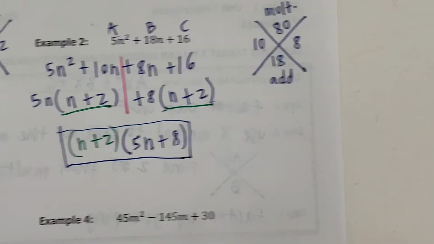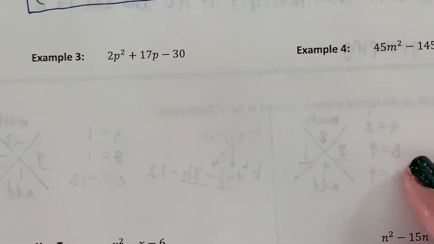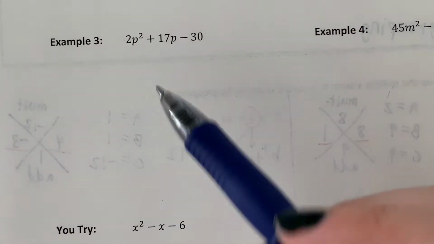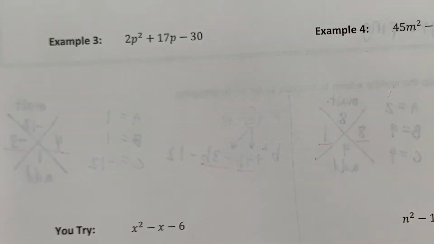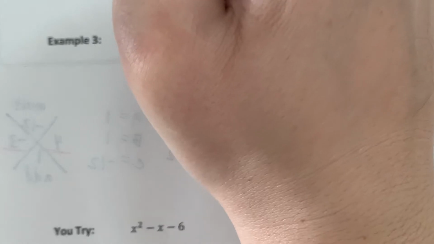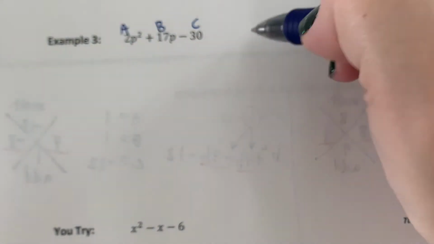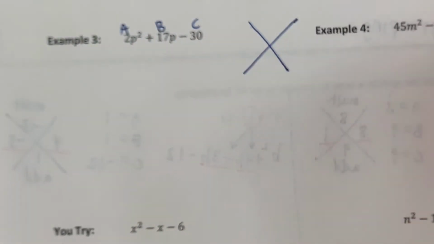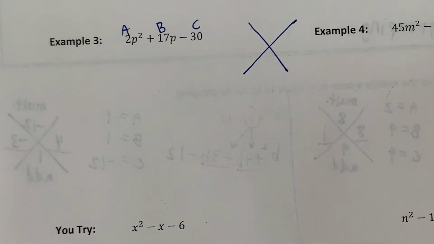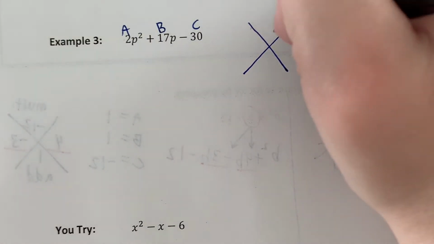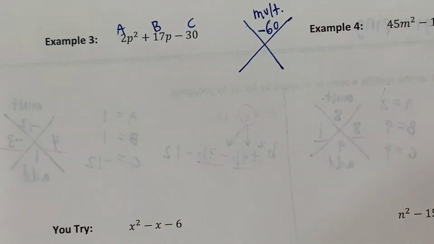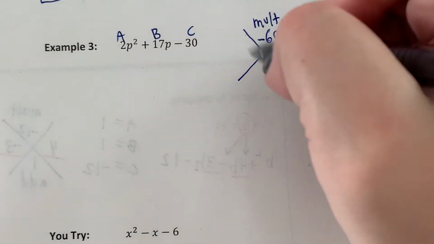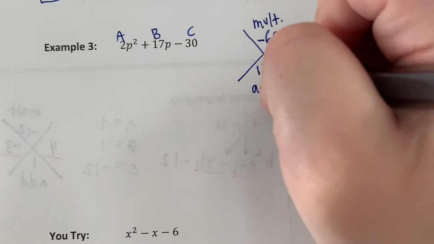Let's take a look at example 3. Is there a GCF that I can pull out there? Let's see, I can't think of a number that goes into 2, 17, and negative 30, so nope. So I'm gonna have my A, my B, and my C, and set up my X method here. So 2 times negative 30 gives me negative 60. So I'm looking for two numbers that multiply to negative 60. They're going to add to 17.